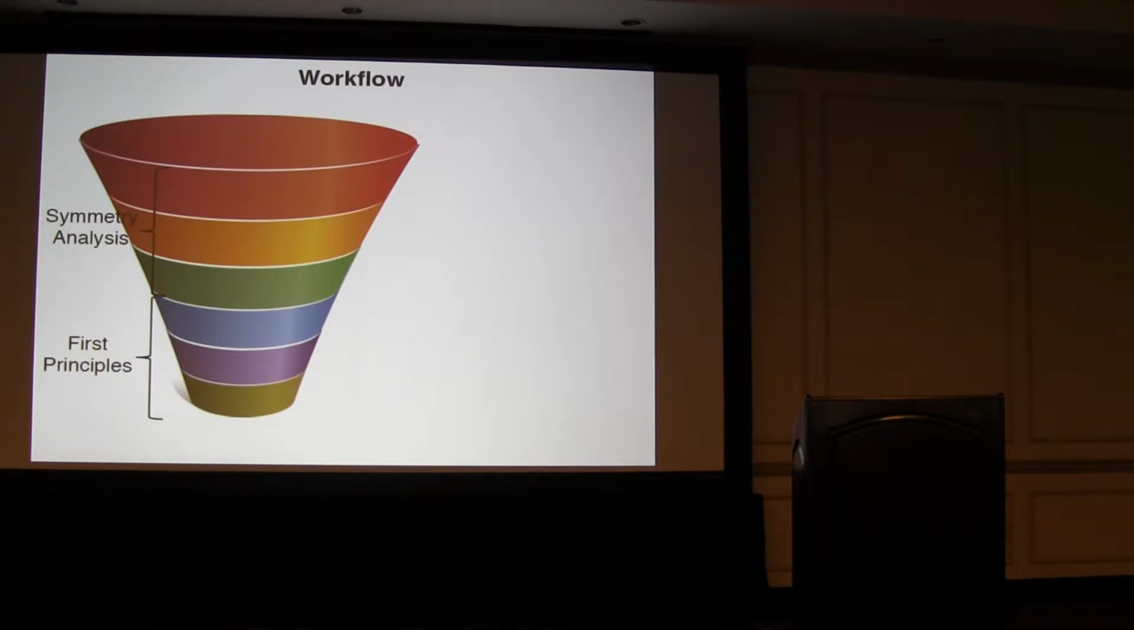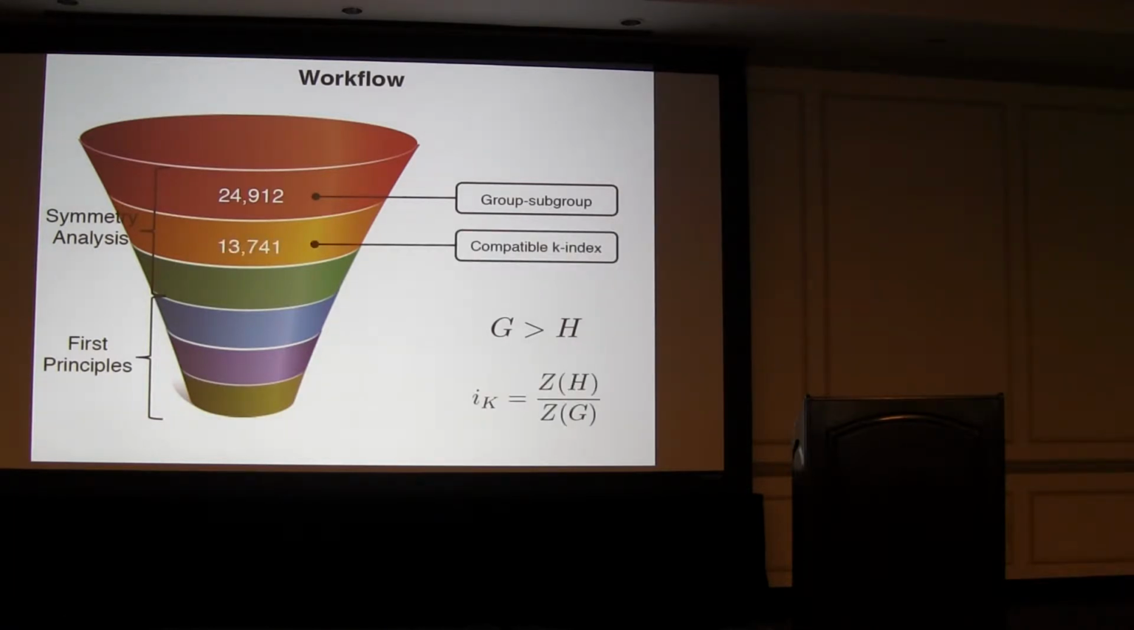Okay, so the main workflow is divided into two parts. The first part is symmetry analysis, and the second part is first-principles calculation. We start with something like 70,000 compounds, and we first look at all those compounds that have a group-subgroup relationship between a non-polar and a polar state. We find about 25,000 of them. Then we have all the information of the formula units, so we can compute something called the k-index, and we can select only those pairs that have a k-index compatible with the group-subgroup relationship of the space groups. And that decreases the number to something like 14,000 pairs.